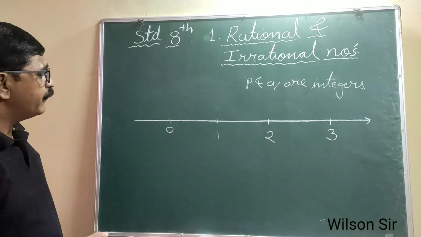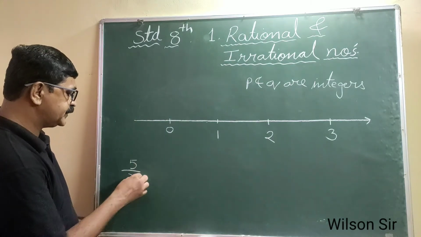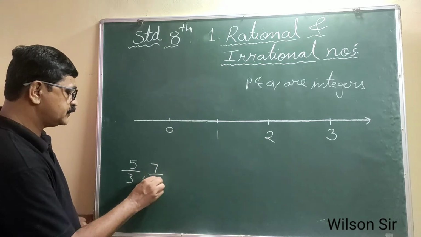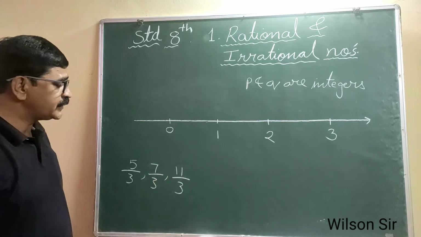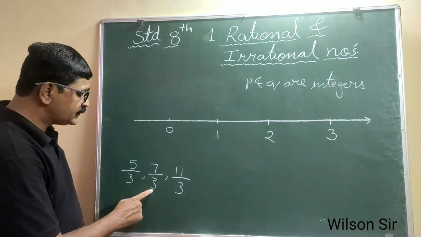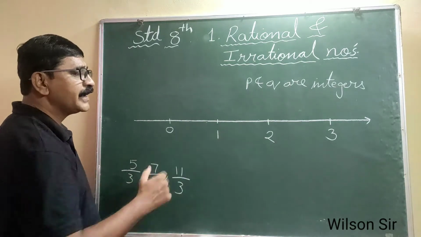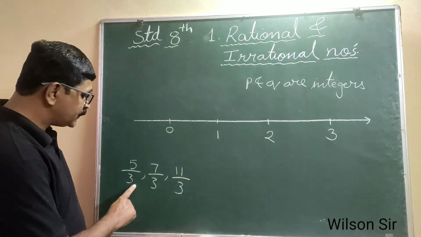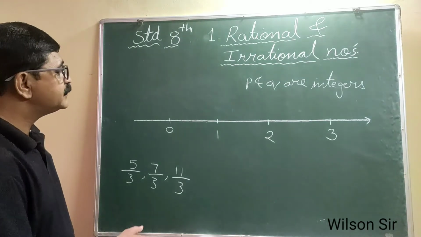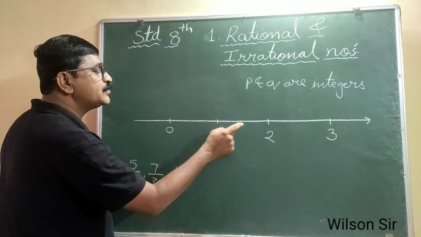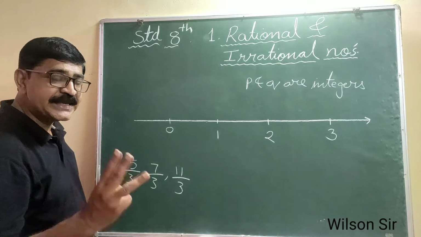Now suppose we have the numbers 5 upon 3, then 7 upon 3, then 11 upon 3. At that time we have to see that the denominator is 3. That means when we have to show these three numbers on the number line, you have to observe the denominator. If the denominator is 3, the single unit 0 to 1, 1 to 2 and 2 to 3 has to be divided into 3 equal parts.